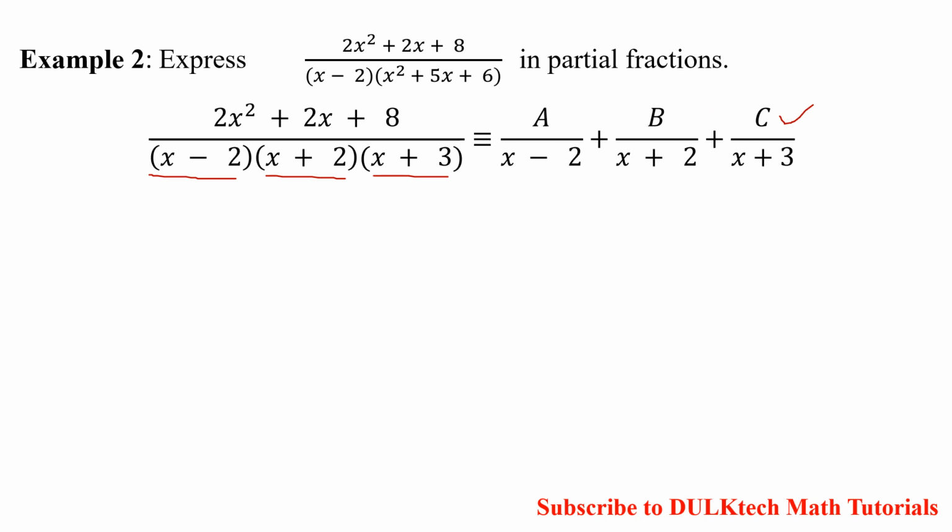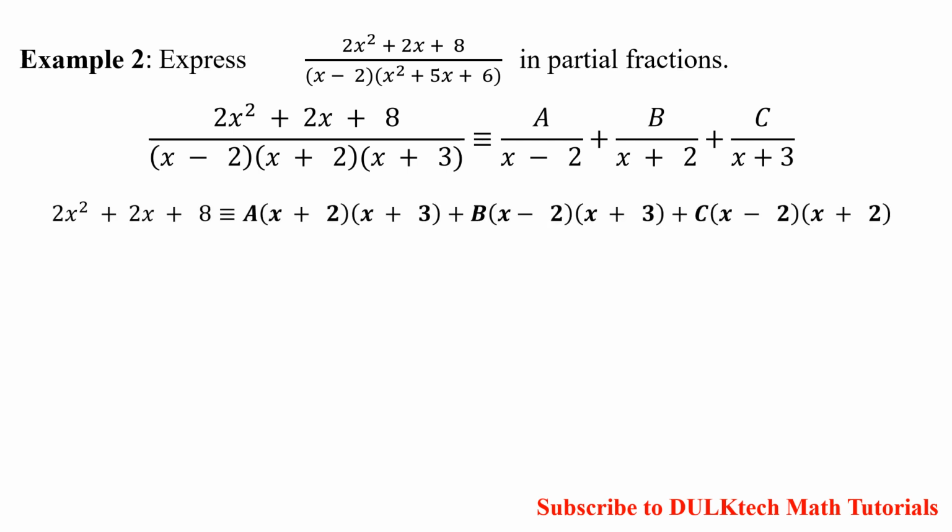We are multiplying every fraction by the common denominator, which is x minus 2 factor of x plus 2 factor of x plus 3. If we multiply the left hand side by the common denominator, we remain with 2x squared plus 2x plus 8 being identical to a factor of x plus 1, factor of x plus 3, then b factor of x minus 2, factor of x plus 3, then c factor of x minus 2, factor of x plus 2, sorry.